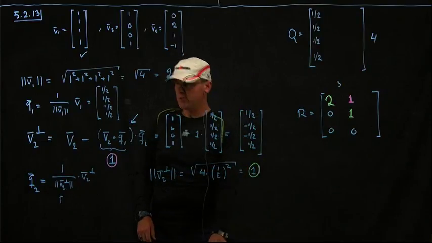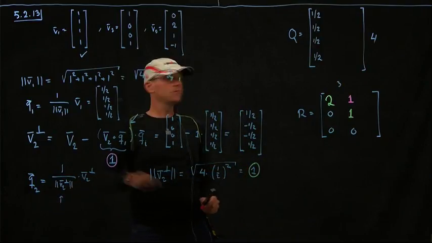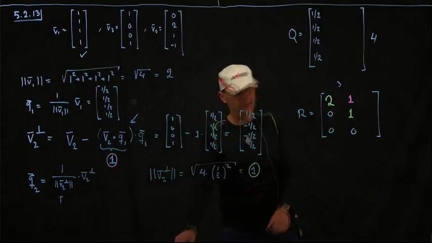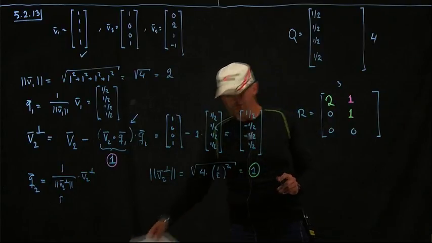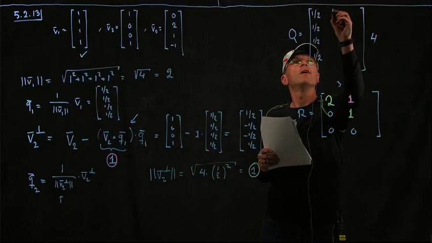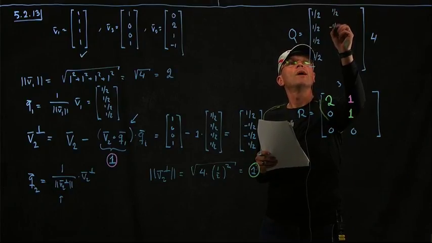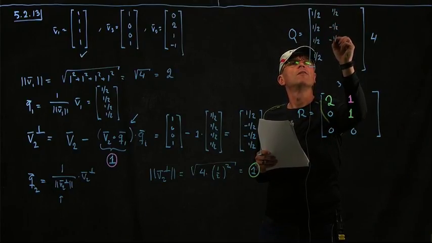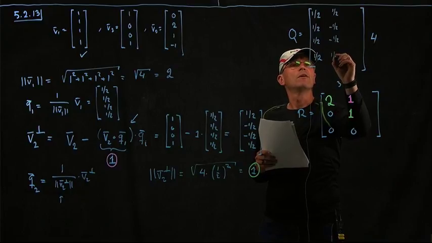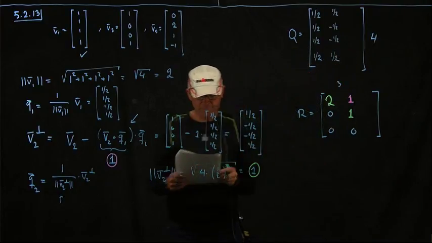And then Q2 is just V2 perpendicular. So we can fill this in. So we have 1/2, minus 1/2, minus 1/2 and 1/2.